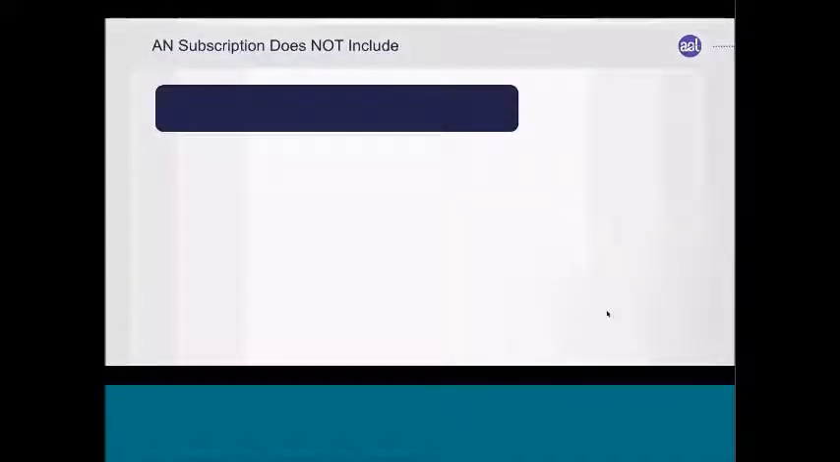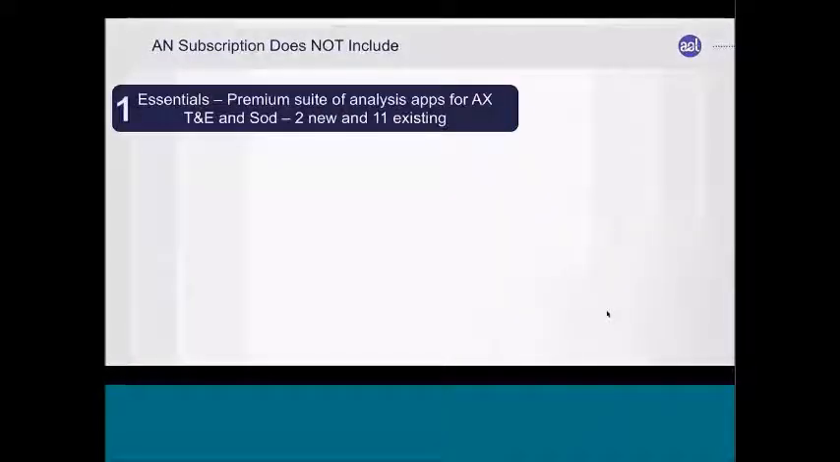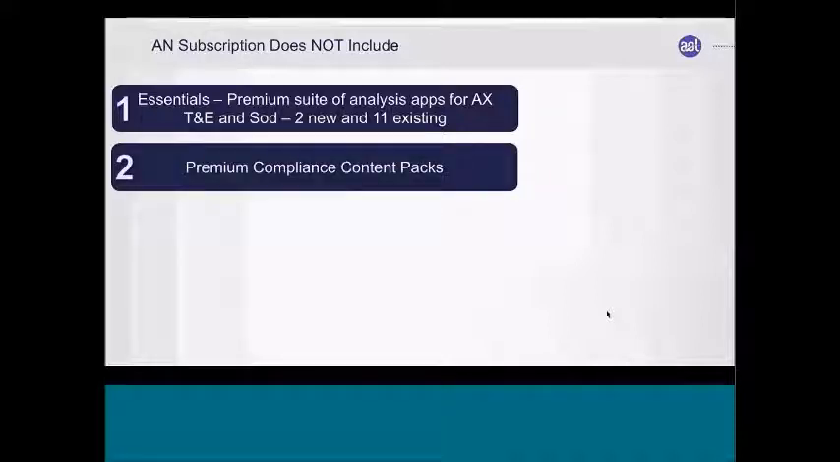The things that were not included in the release and that the AN subscription does not include, so when we talk about Essentials, they're a premium suite of pre-built analysis apps that are designed to run on our server, and there's 11 ERP process areas, and we added 2 new ones, so T&E and segregation of duties, to go with a whole bunch of others like payables and vendor management. So those are all premium subscription if you have Audit Exchange, Analytics Exchange.